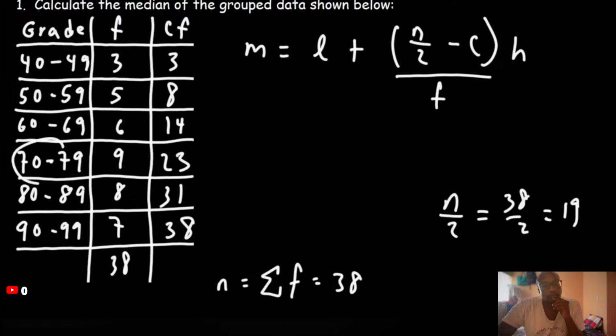So the 19th term is in this interval. So this right here is going to be the median class. The median is somewhere between 70 and 79. That's where the middle number is going to be.